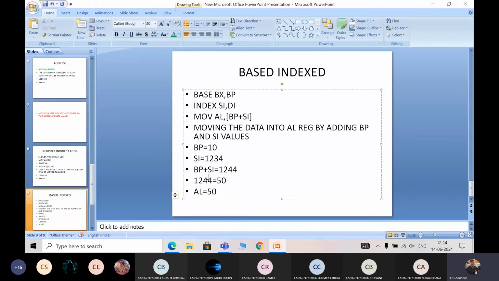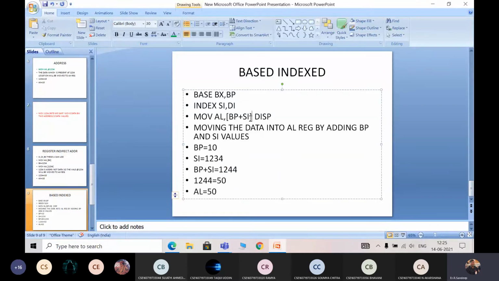So BP plus SI: here we are joining the base pointer and the SI. This one is the base and this one is the index value. Together we call it a displacement. The displacement is found with the help of the two registers, BP plus SI. This kind of addressing mode is called based indexed addressing mode. So BP value, SI value, join these two and you get one unique value. That value is not data. So this is an address.